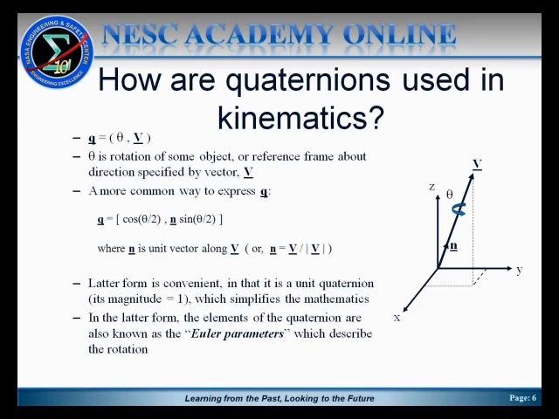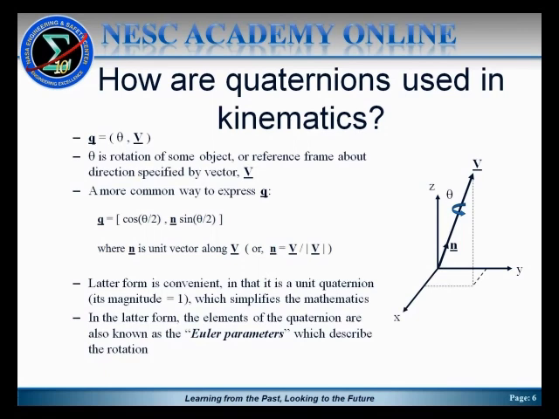As shown in the diagram on the right, you see a vector V relative to some coordinate frame with axes X, Y, and Z, and you also see a unit vector along the direction of V, and then you see the angle theta, which is depicted as a right-hand rule rotation about that vector V. A more common way that you would express quaternions in flight mechanics applications, however, instead of a scalar part theta and a vector V, would be a scalar part which is cosine of the angle divided by 2, and a vector part which is sine of the angle over 2 times n, where n is a unit vector along the direction of the vector V. So, for instance, n is just vector V divided by its magnitude.